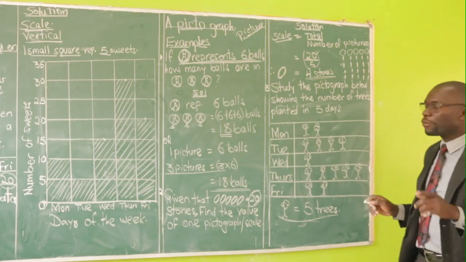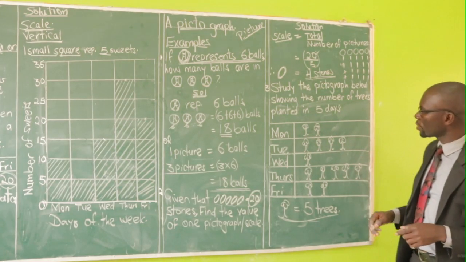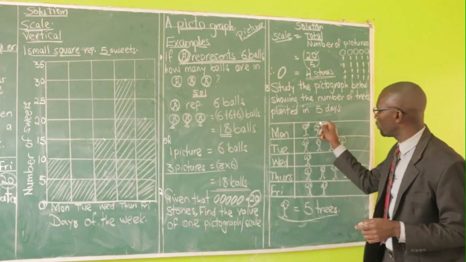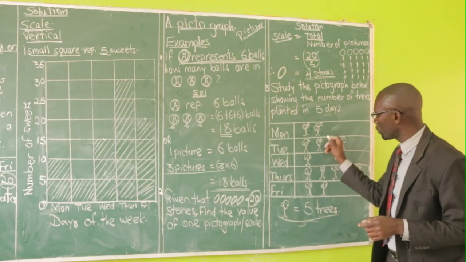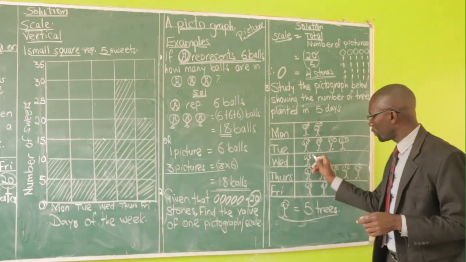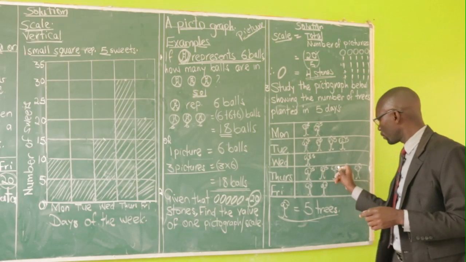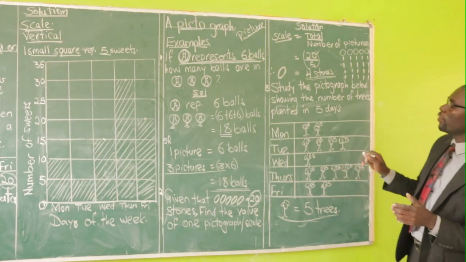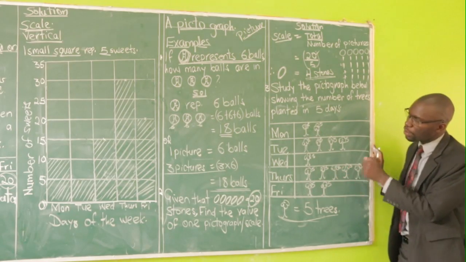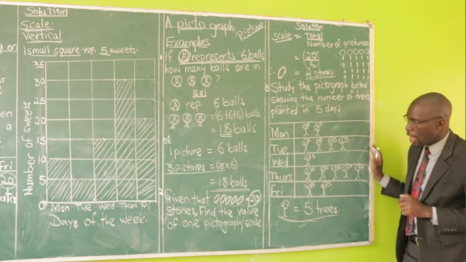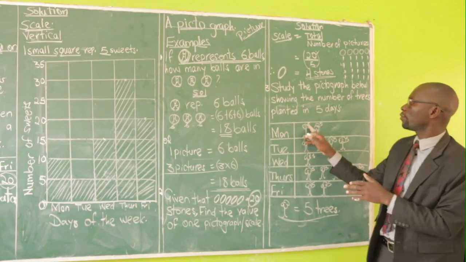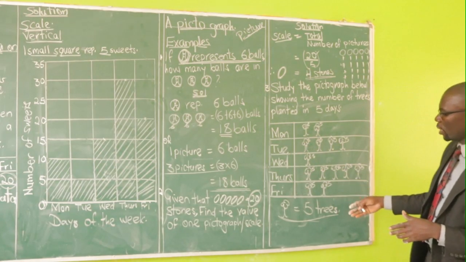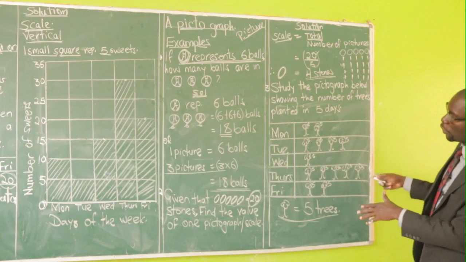So on Monday, before even you look at the questions, you can come here and say, wherever you find 1 picture, right there, 5. So that's 5 trees for each picture. So when you are given a question, how many trees were planted on Wednesday, they'll say 5 trees. How many trees were planted on Monday? They'll say 5 plus 5, that is 10. So basically this is how we can find the number of trees planted on each day.